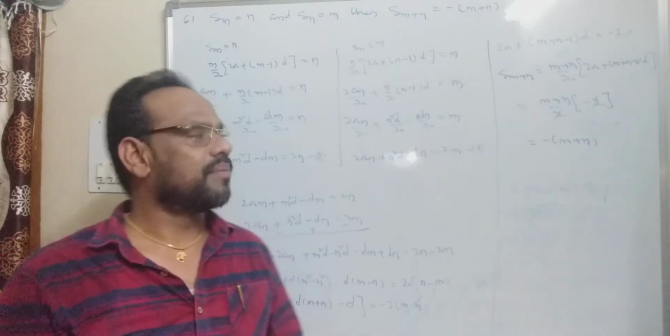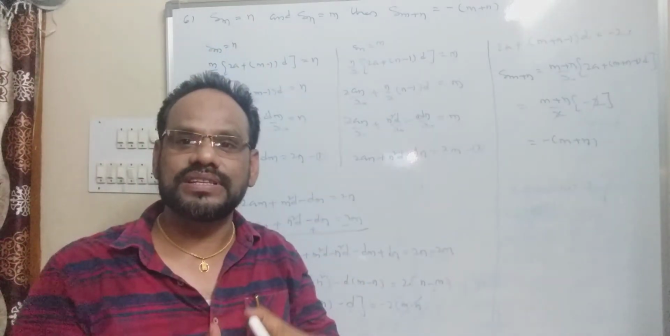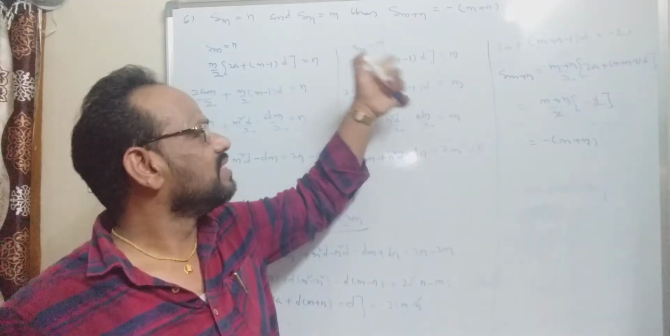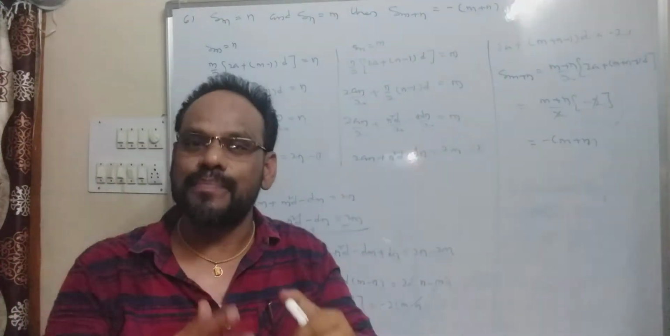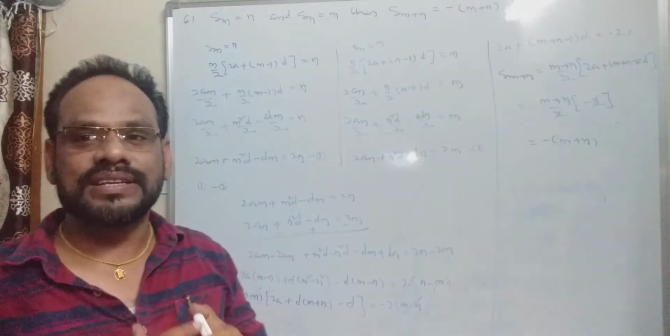Very, very important property. Sm is equal to n. Sum of first m terms is n, and sum of first n terms is m, then sum of first m plus n terms is minus times of (m plus n). Very, very important.